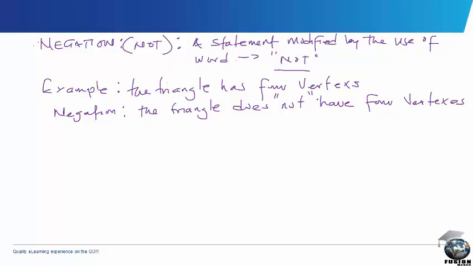All right, let's talk about compound statements. Let's see what that means. Remember, we first discussed simple statements. Let's talk of something new: compound statements.